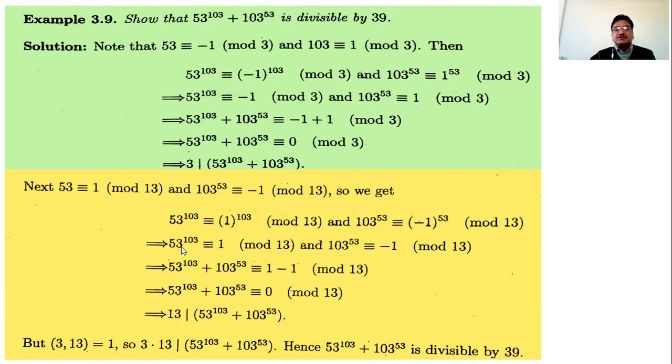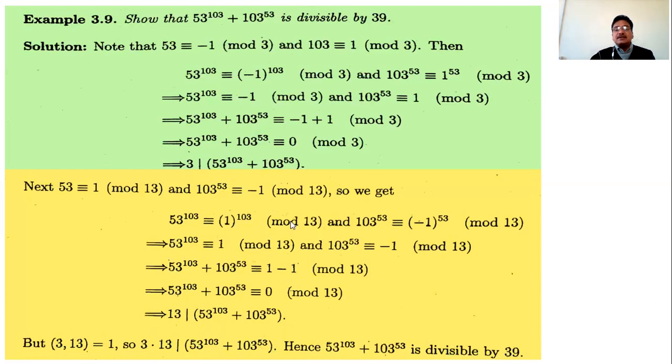And then add these two. This is A congruent to B and C congruent to D, then A plus C is congruent to B plus D. And here we have 0, so 13 divides this number. So 3 divides this number, 13 divides this number, and the greatest common divisor of 3 and 13 is 1, and therefore 3 times 13 divides this number, 53 raised to 103 plus 103 raised to 53. Therefore this number is divisible by 39.